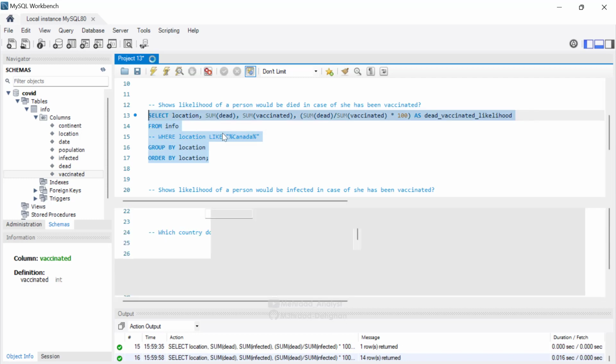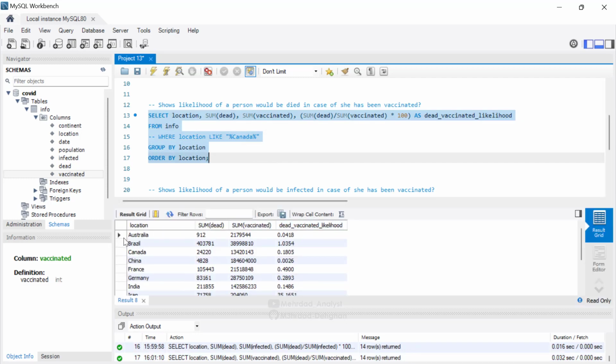Let's see the data. Yeah, for example, in Australia, per every 100 people that were vaccinated, just this number died. And it is very good news about this country. But what about the other countries? For example, I want to order based on this.